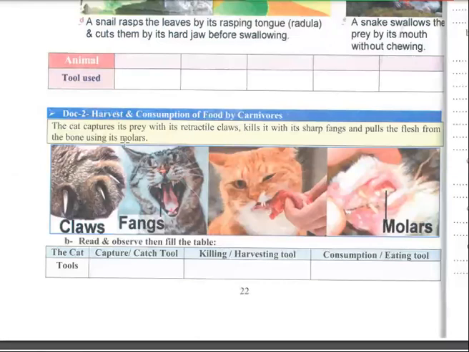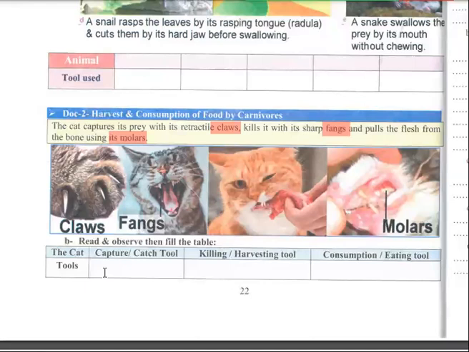In order to capture the prey, the cat uses its claws. In order to kill it, they use their fangs. In order to consume it, to eat it, to pull the flesh, meat from the bones, they use their molars. So different tools for different reasons. Again, on your copybooks, please draw a table. This is document 2, page 22.